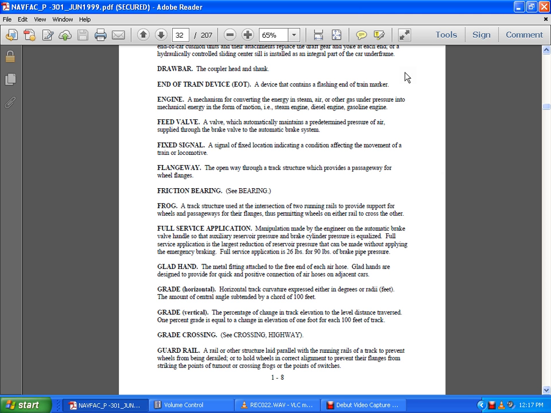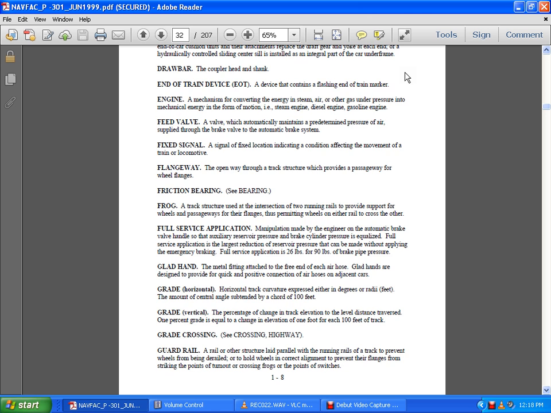A horizontal curvature expressed in degrees or radius in feet is the amount of central angle subtended by a chord of 100 feet. The grade vertical, the percentage change in the elevation along the distance traversed, 1% equal to a change in elevation of 1 foot in a 100-foot track.